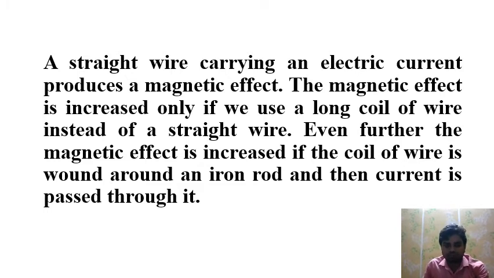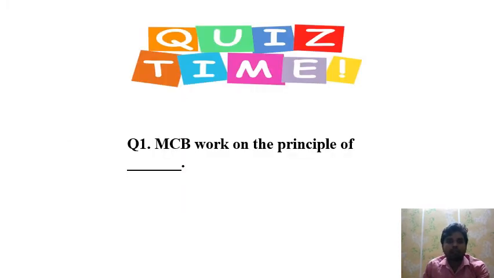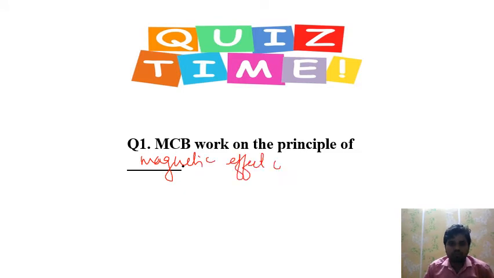now here also we have done this already. Now you have to tell me MCB works on the principle of dash. On which principle does MCB work? I am giving you 30 seconds. It works on the principle of magnetic effect of current. Okay.